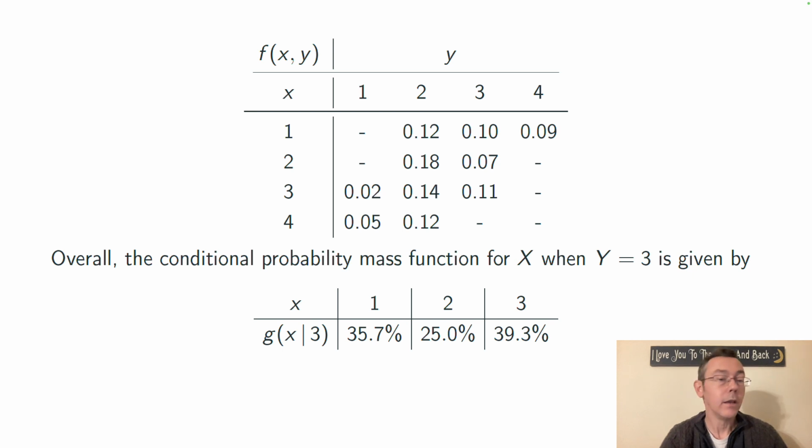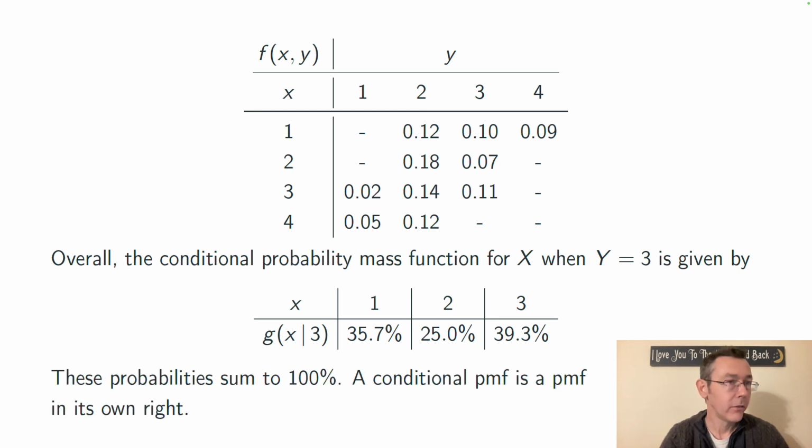In summary, the conditional probability mass function for x when y is equal to 3 is given with this table. Here we have those probabilities for x being 1, 2, and 3 when we already know that y is equal to 3. Notice that these sum up to 100%. A conditional probability mass function is always a probability mass function in its own right.